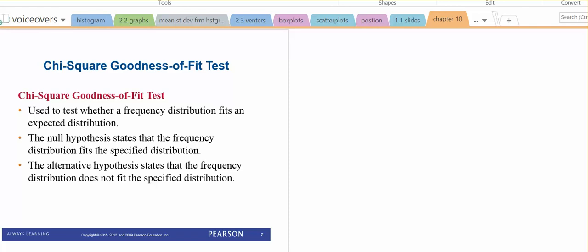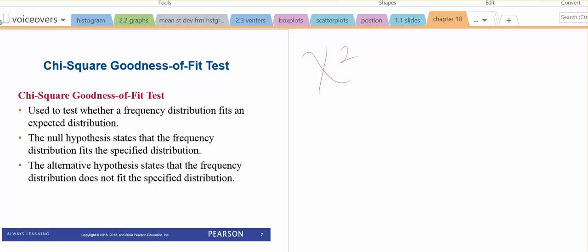Okay, in Chapter 10, we're comparing more than one population at a time. Quite often, 3 or 4 or more. In 10.1, we see something called a chi-square goodness of fit test. So it introduces a new statistic for us, and the variable looks like this.